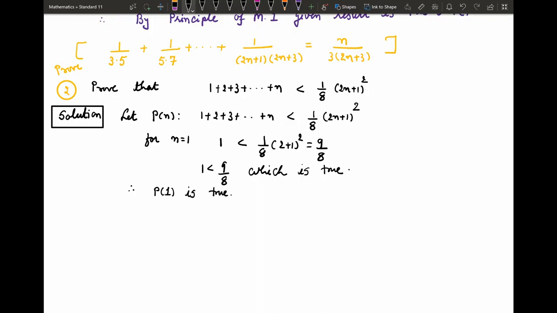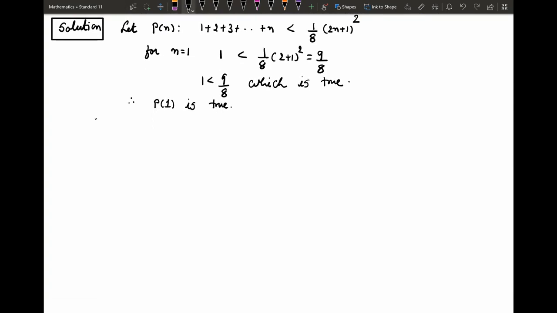So you observe that the left hand side with n equal to 1 means the first term, so the first term is 1. The right hand side when we take n equal to 1, simplification is 9 by 8, and we can observe that 1 is less than 9 by 8. That's why P of 1 is true.